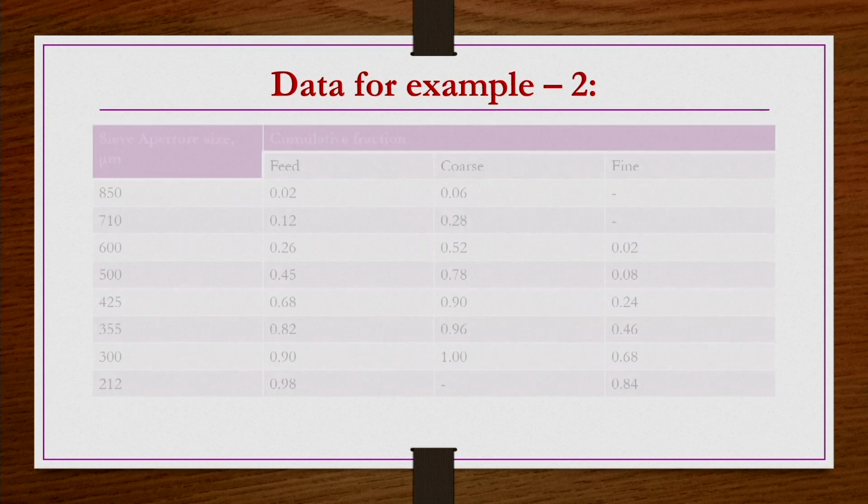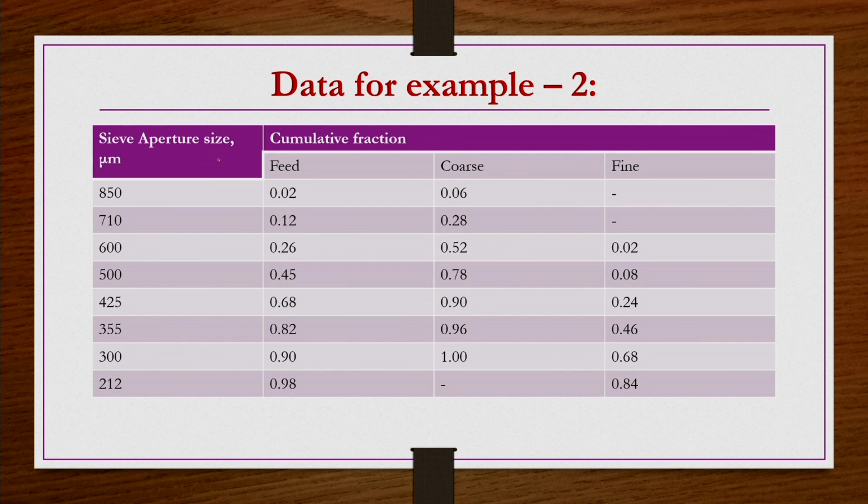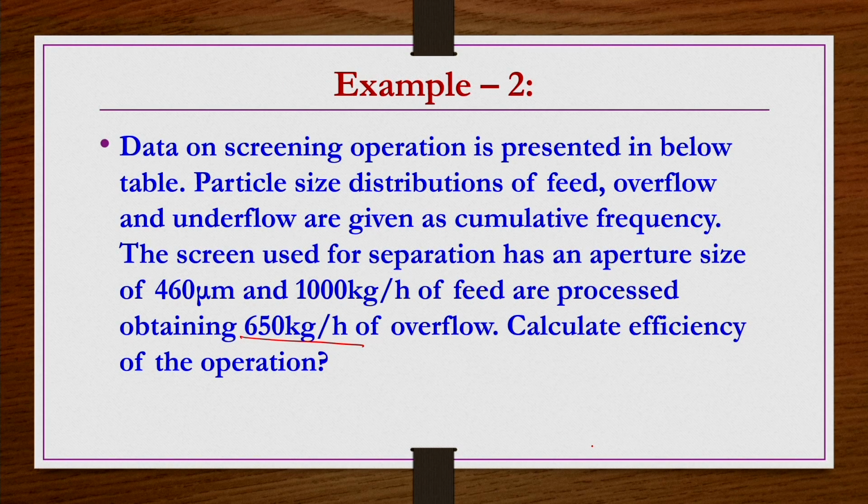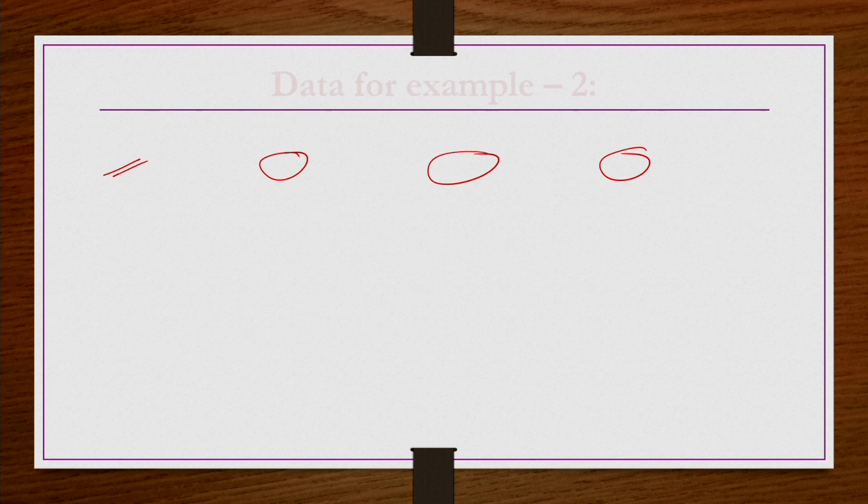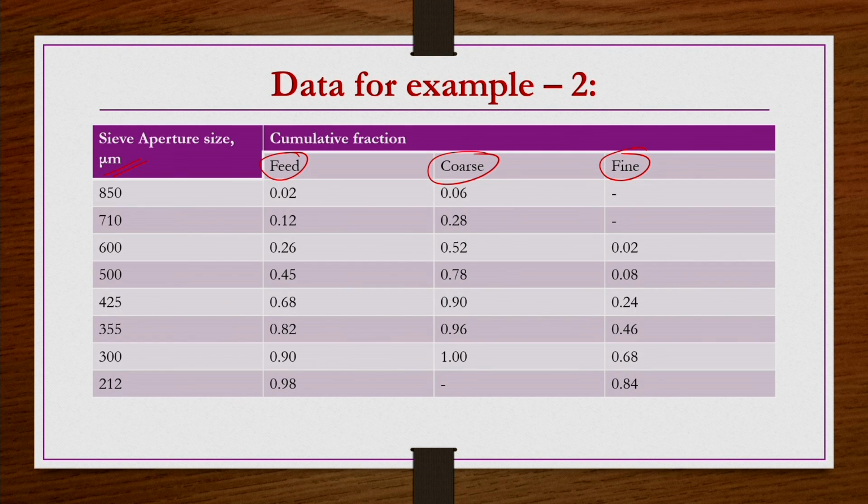Here, the sieve aperture size in microns is given, and then the cumulative fractions for the feed, coarse, and fine material are given. The screen used for separation has an aperture size of 460 micron, so corresponding to 460 microns we have to take XF, XP, XR. But the 460 micron opening information is not directly given, and you cannot interpolate either, because you cannot know the trend between the sizes and fractions.